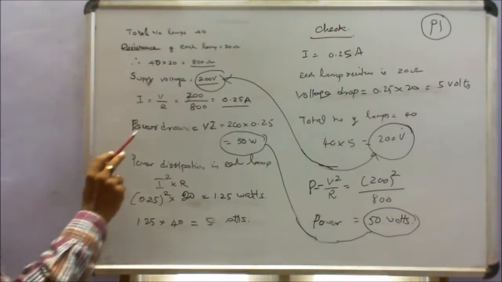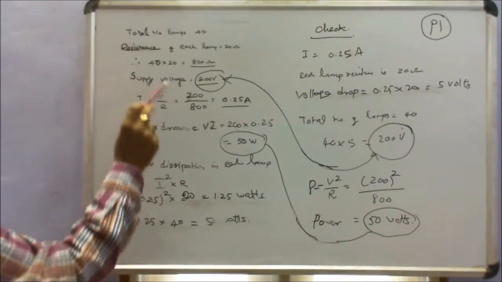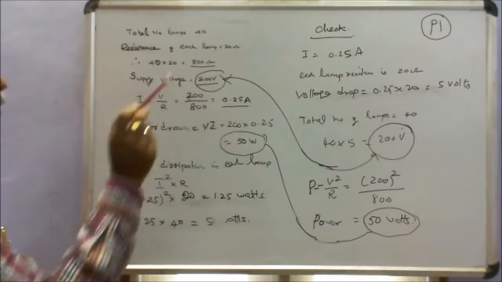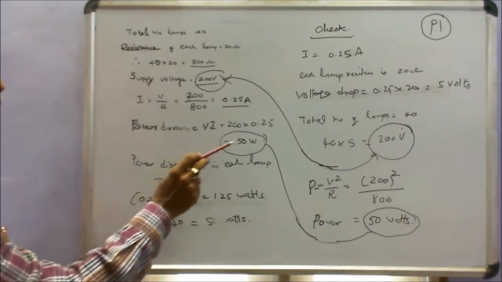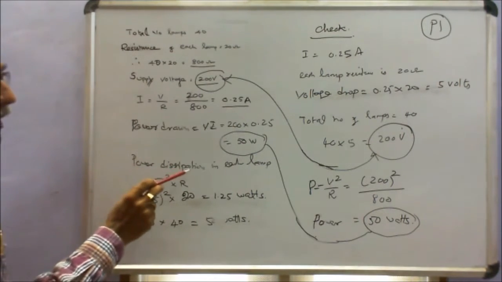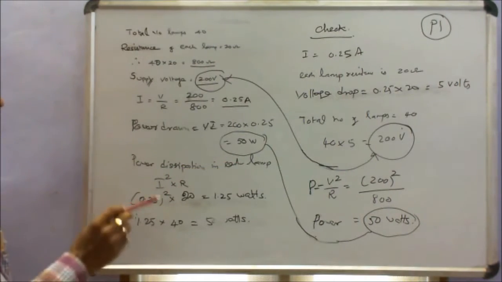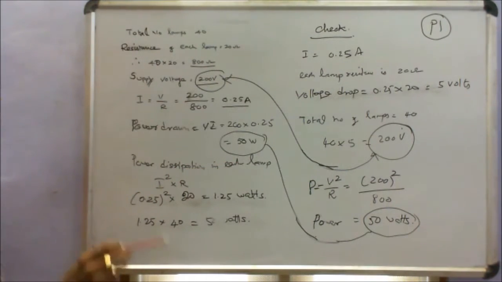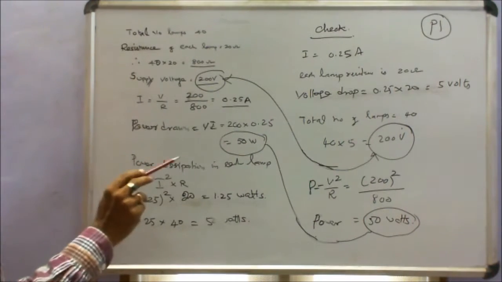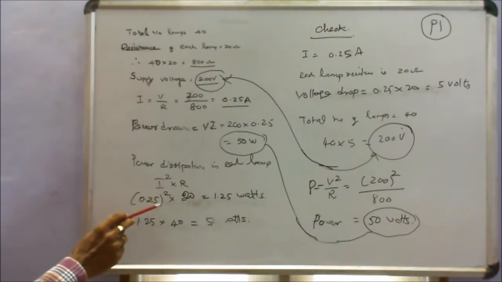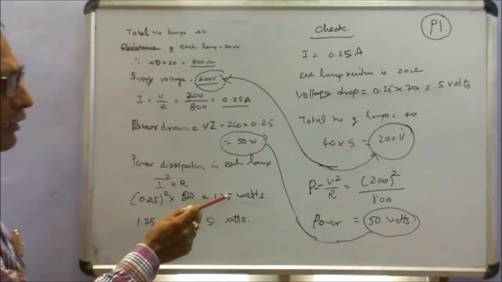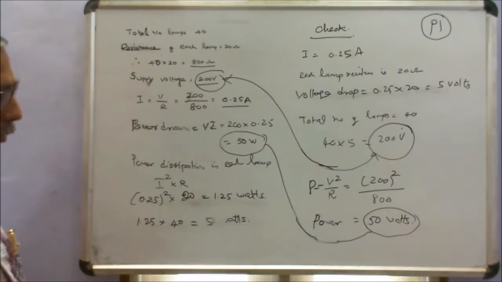Next is power drawn. Once we know the current, we can also compute the power. The voltage is given, V is 200, current is 0.25. The total power consumption of the circuit is 50 watts. Now we can calculate the power dissipation in each lamp. That is I square R. Since the lamps are connected in series, the current is constant. 0.25 the whole square into 20, that is one lamp's resistance. The power dissipation of each lamp is 1.25 watts.